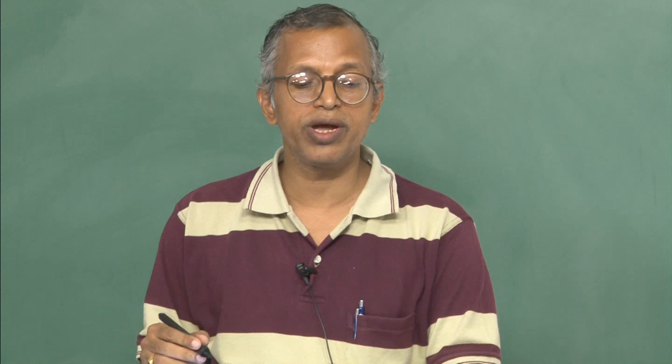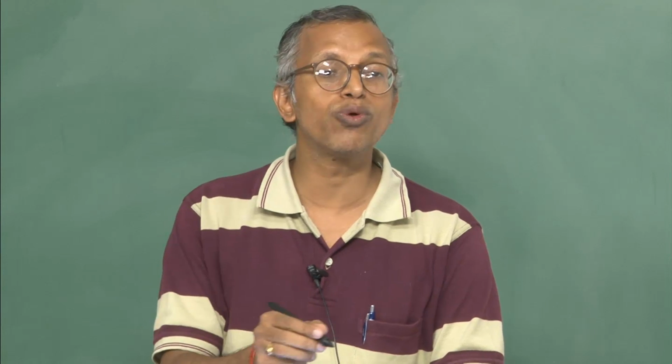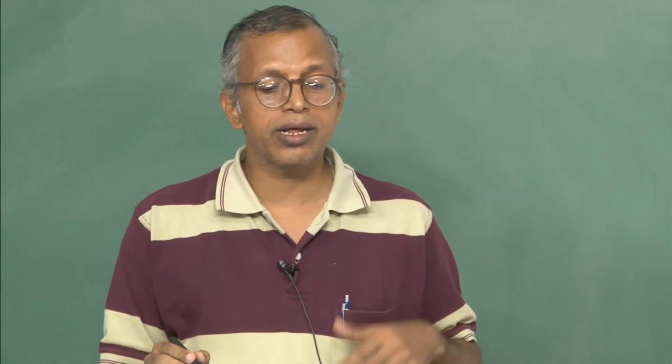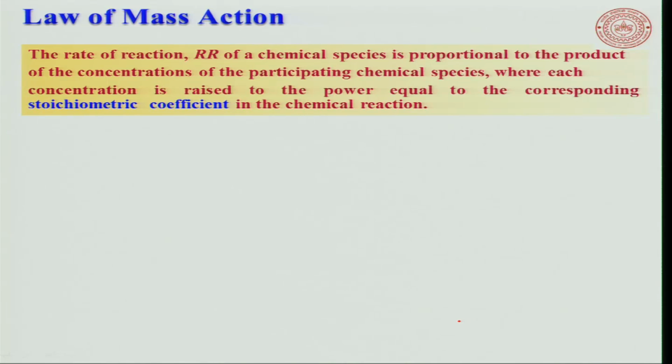So, if I sum up this discussion, then we need to invoke the law of mass action, because of how I could write this. The law of mass action states that the rate of reaction of a chemical species is proportional to the product of concentrations of participating chemical species, where each concentration is raised to the power equal to the corresponding stoichiometric coefficient of the chemical reaction. So, this is a very important statement, which governs the reaction rate and other things.